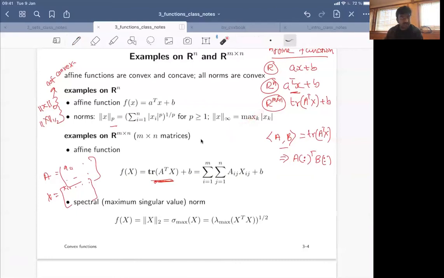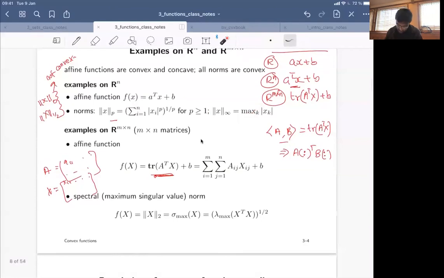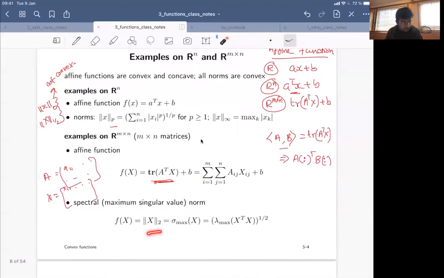We also saw that in the set, convex set, norm balls are convex, right? Norm balls are convex and norm functions are convex. And another interesting thing is the singular value spectral norm. This is called spectral norm. So spectral norm of a matrix X is defined as the maximum singular value. Okay, which is related to eigenvalue as this.